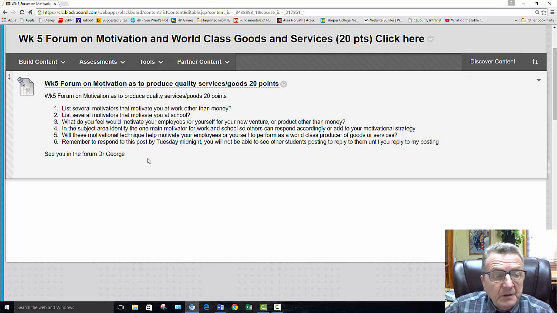Okay, so in the subject area, identify just one. You're going to put more within the forum. Several here for work, several for school, and then several that you think will motivate for your specific product, depending on your situation and your employees that will be working for you.